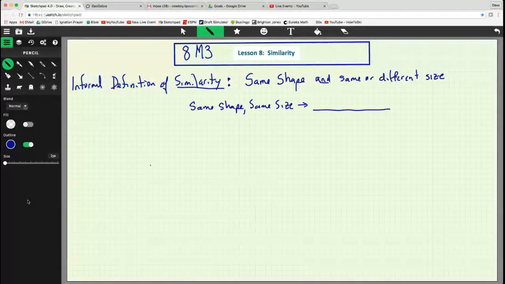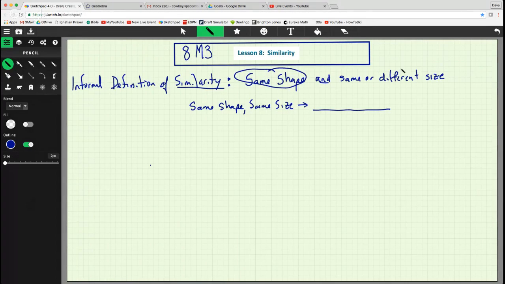So we're going to talk about similarity, right? Similarity is the key for today. Now, the informal definition of similarity is things that are the same shape and the same or different size. Generally, when we talk about similarity, we talk about same shape, different size, but actually two objects that are the same shape and the same size are also actually similar.